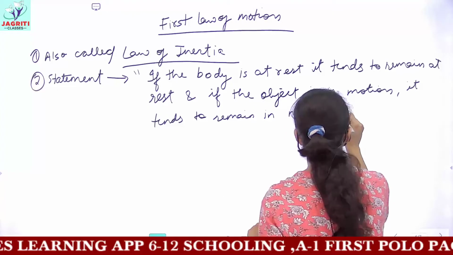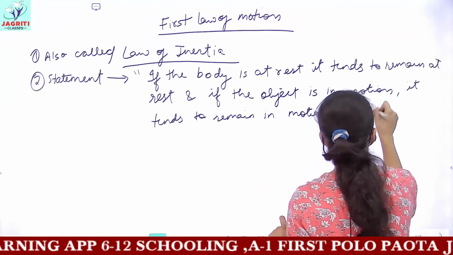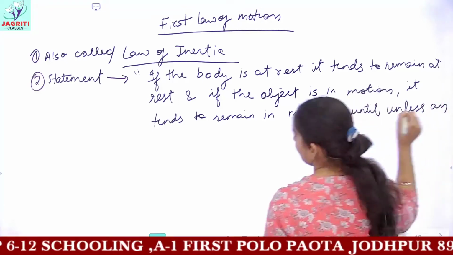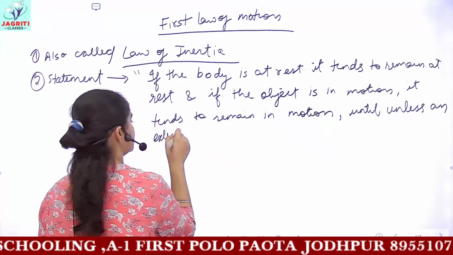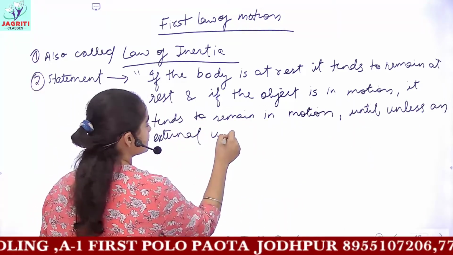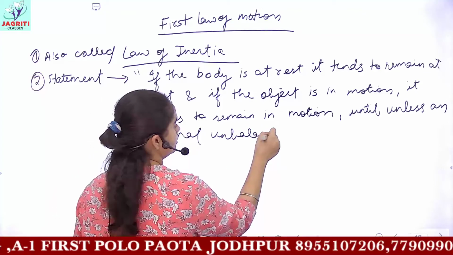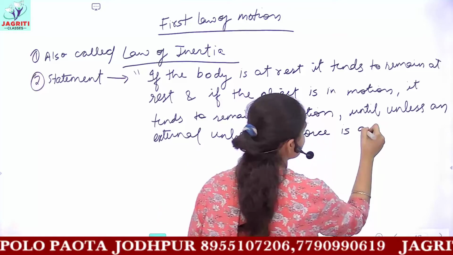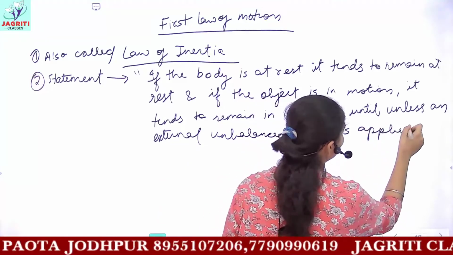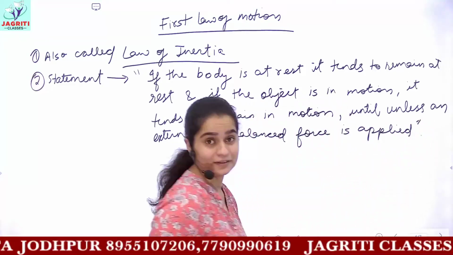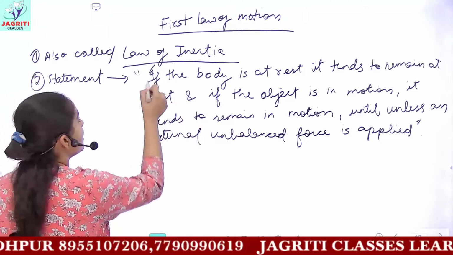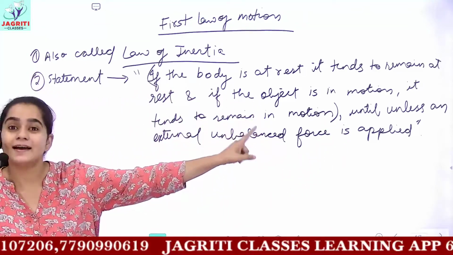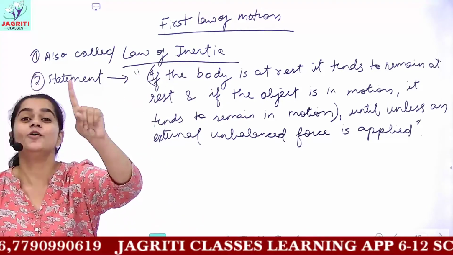Until and unless an external unbalanced force is applied. So this is the statement for the first law of motion proposed by Newton. Because you have the statement, this is the definition of inertia. In turn, this law is known as the law of inertia.